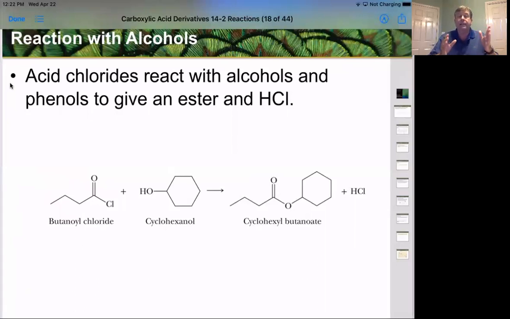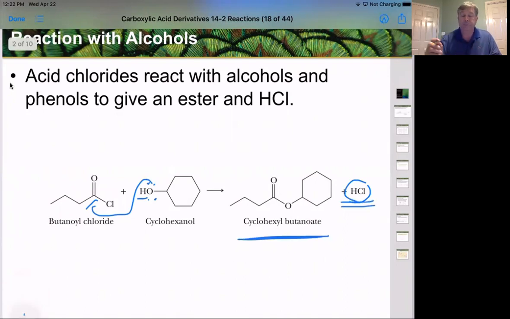So if we look at acid halides being the most reactive, they react with alcohols to generate HCl plus an ester, okay? So it's a nice little substitution reaction where we have the lone pair on the alcohol coming in to attack the carbonyl and displace the chloride ion, which is then protonated by the alcohol hydrogen to give us our final product of HCl plus our ester, okay?